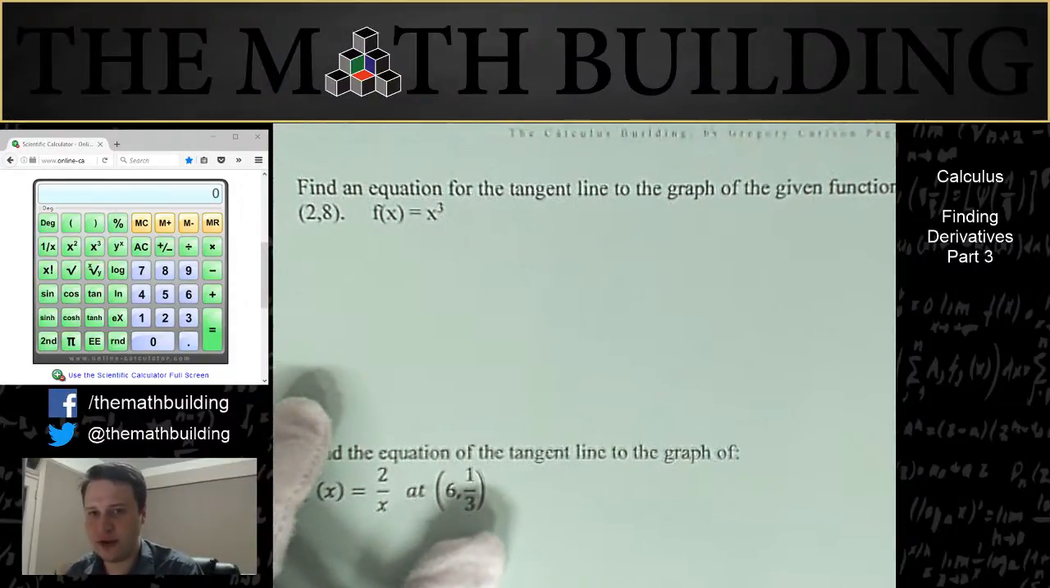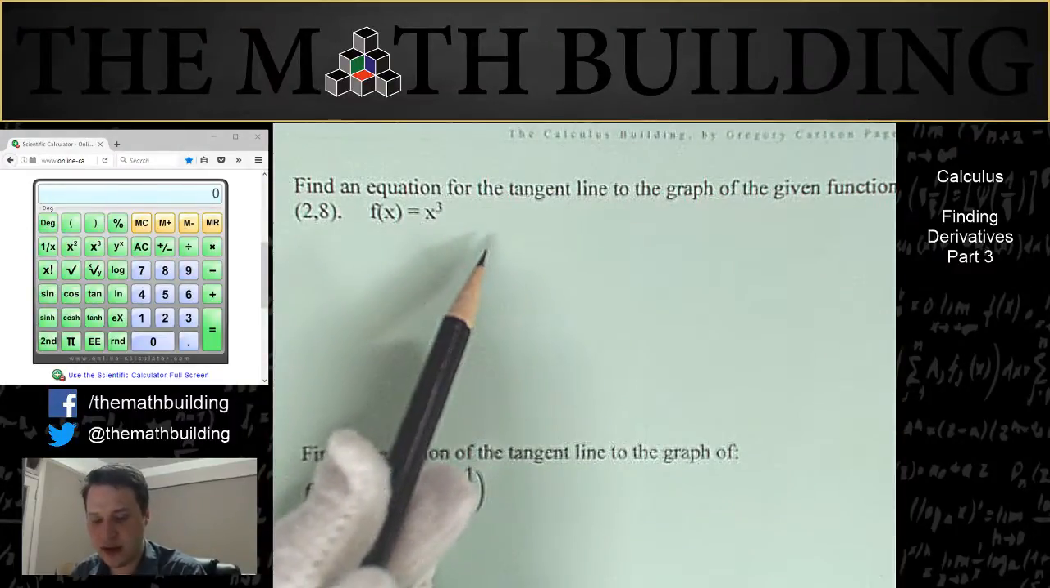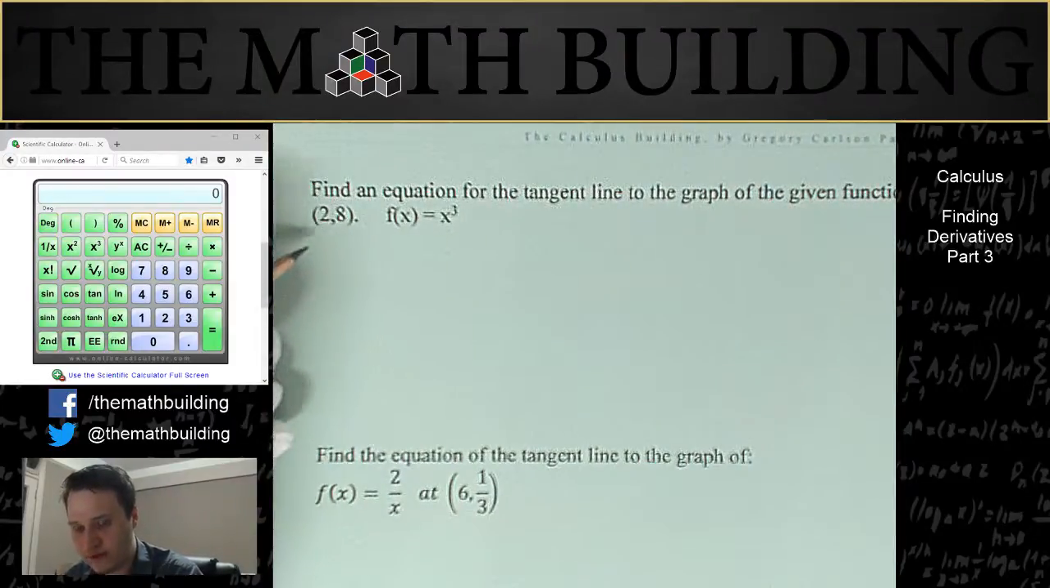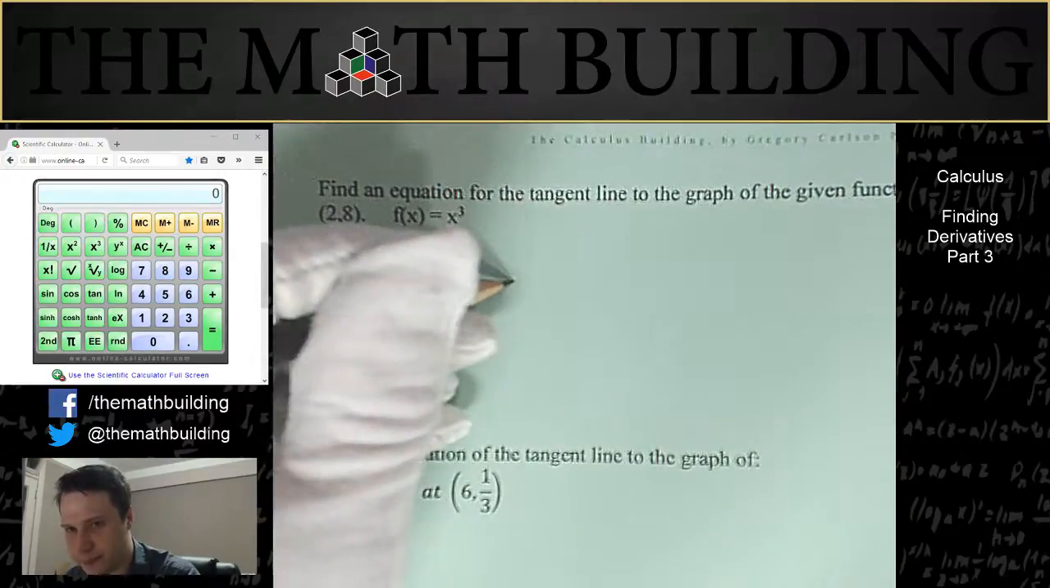Let's do part 3. I hope you've had a chance to do this problem on your own before I do it. I'm going to go through this a little quickly. So first we need to find the derivative. So we take the limit as h approaches 0 of the following.